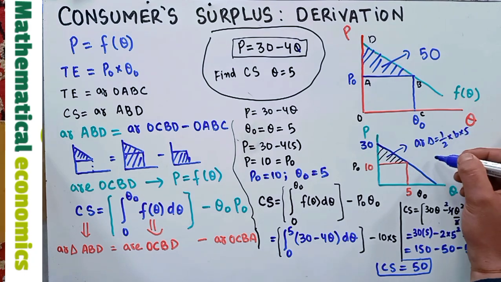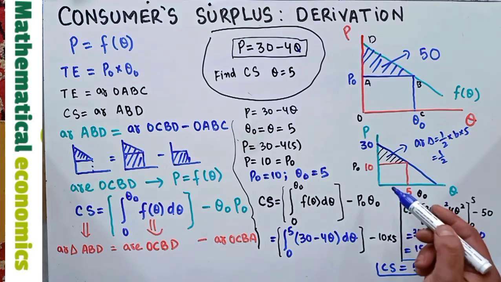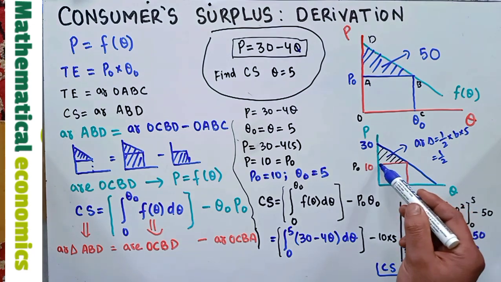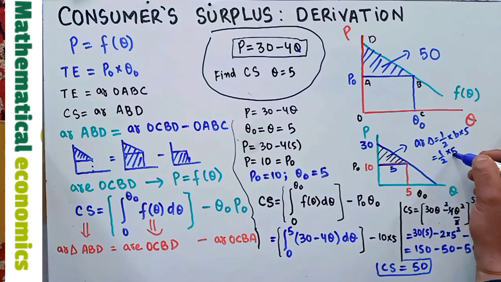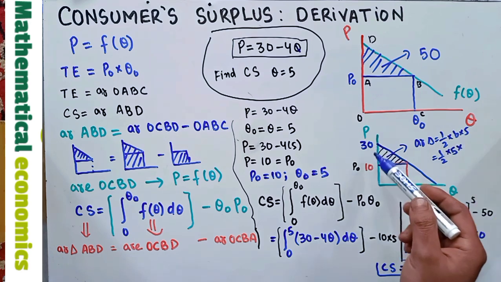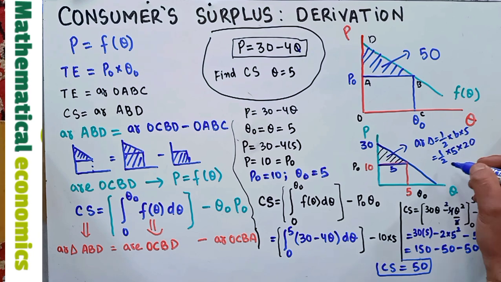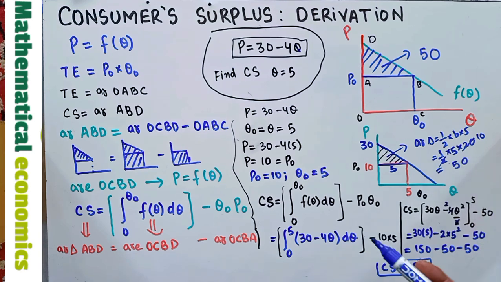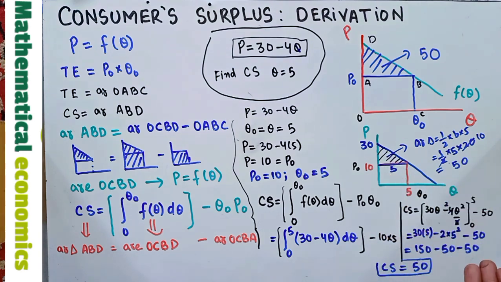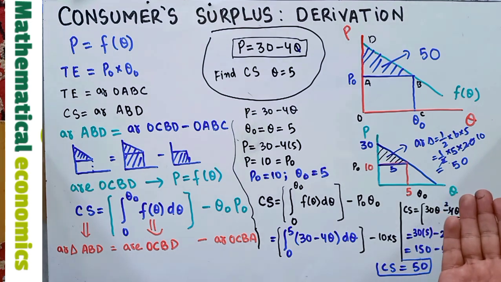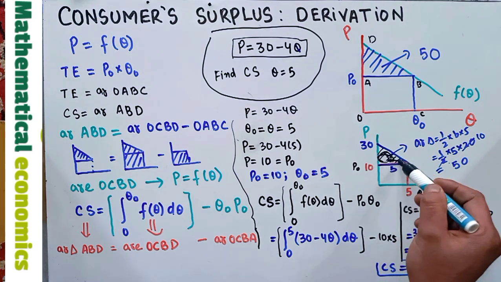And here you can see we have 1/2 of, what is the base? 0 to 5. So let us say the length of this is 5 times the height, which is 30 minus 10, which is 20. Here you can see we will also get the same result. 2 ones are 2, 10s are 20, so 10 5s are 50. Okay, so you can simply find out the area of this triangle by using the area of a triangle formula. Since this denotes the consumer surplus.